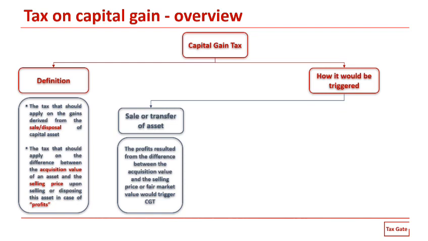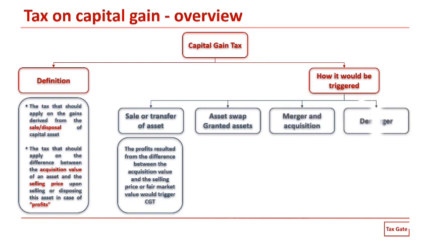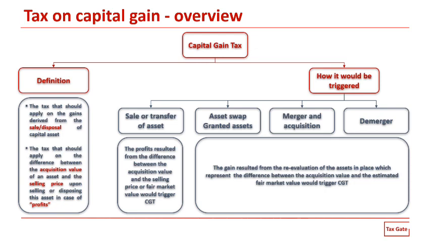Exchange of assets or granted assets. Also upon merger and acquisition and demerger as well. And here capital gains would be triggered based on the reevaluation of the assets in place, and it would be calculated based on the difference between acquisition value and the estimated fair market value of that asset.